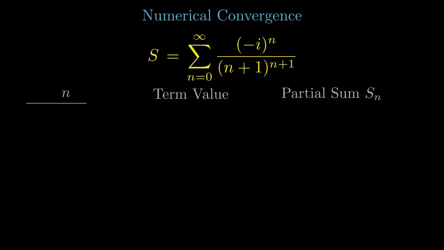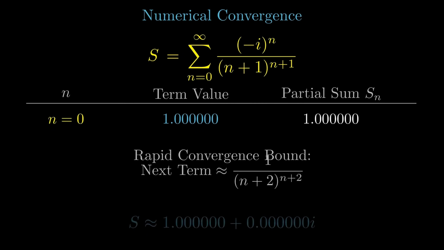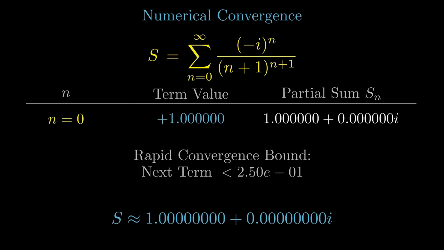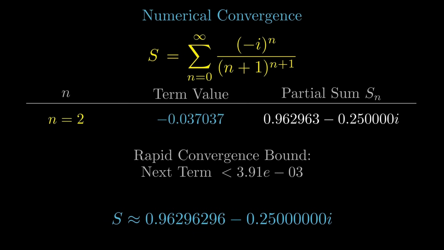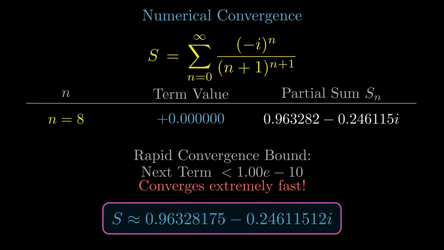Now watch the partial sums S_n. At n equals 0, it is exactly 1. At n equals 1, it adds minus i over 4. By n equals 3, the terms are already tiny, and the next term shrinks like 1 over (n plus 2) to the n plus 2. So after only a few rows, the value stabilizes to a clean complex number, with a real part near 1 and a small negative imaginary part.